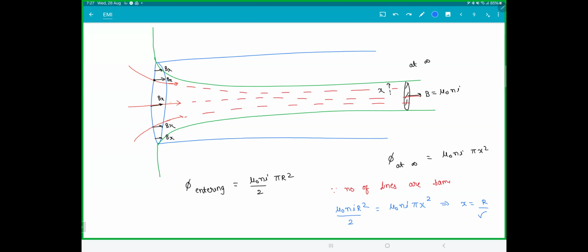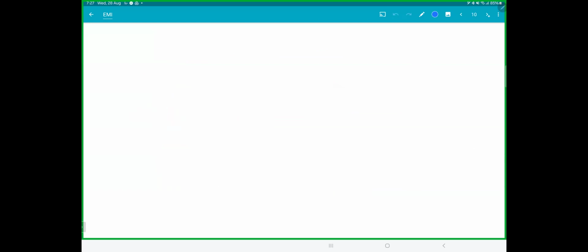Next thing. So that is one thing about calculation of flux. Then, Faraday's law of electromagnetic induction.